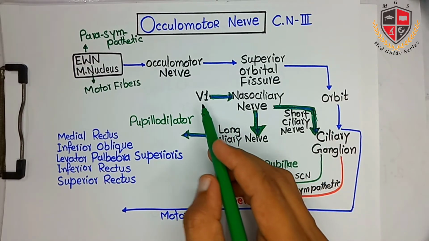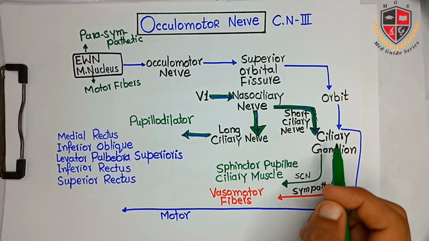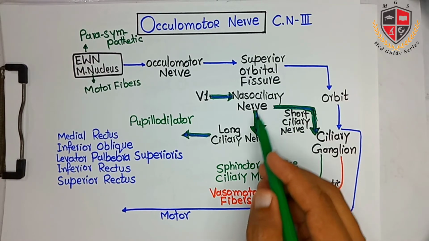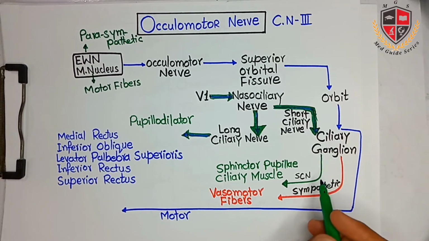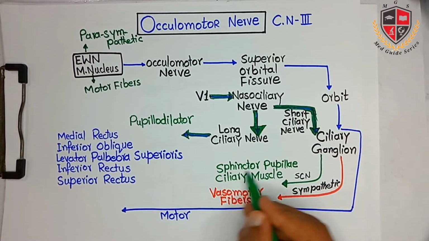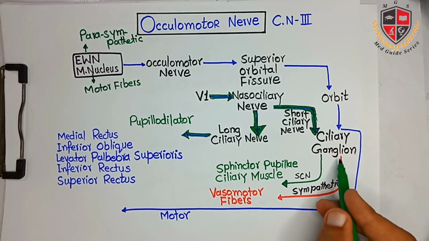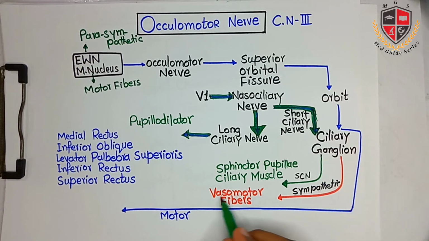Now the ophthalmic division of the trigeminal nerve gives the nasociliary nerve to the ciliary ganglion, and the short ciliary nerve, a branch of the nasociliary nerve, communicates with the parasympathetic fiber of the ciliary ganglion. The postganglionic fiber, which supplies the short ciliary nerve, supplies the sphincter pupillae muscle and ciliary muscle. The ciliary ganglion also gives sympathetic fibers. These sympathetic fibers are from the ophthalmic artery, and these are vasomotor fibers.